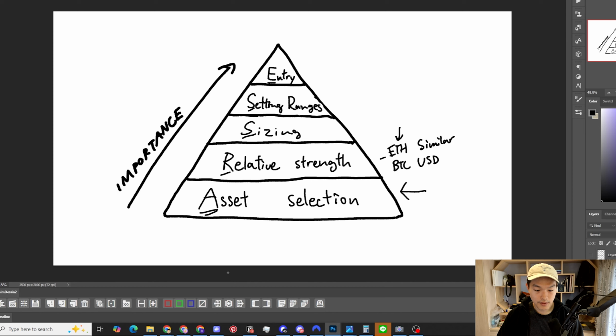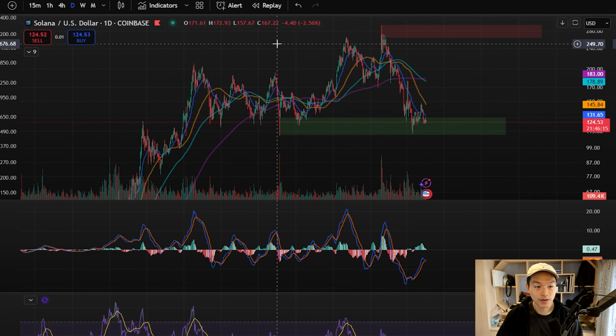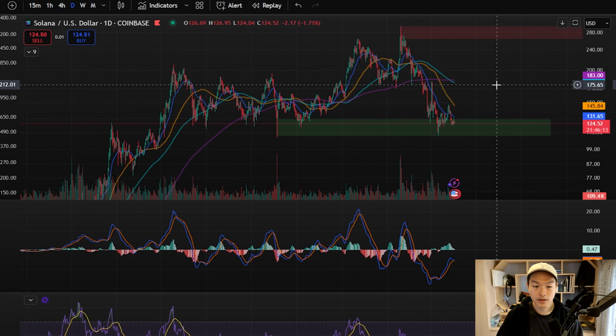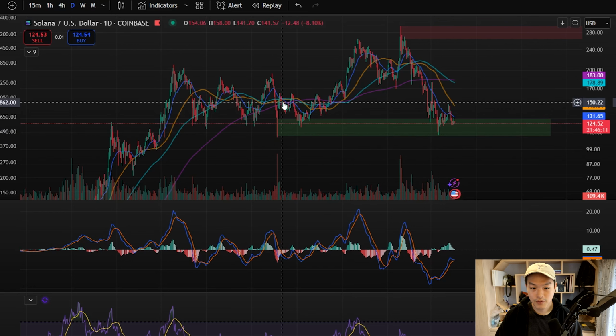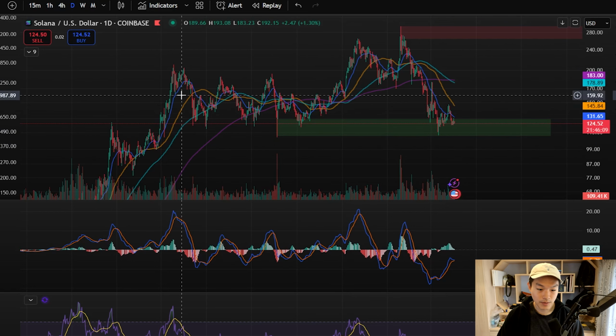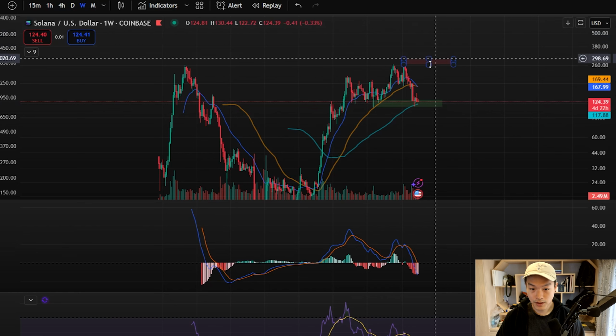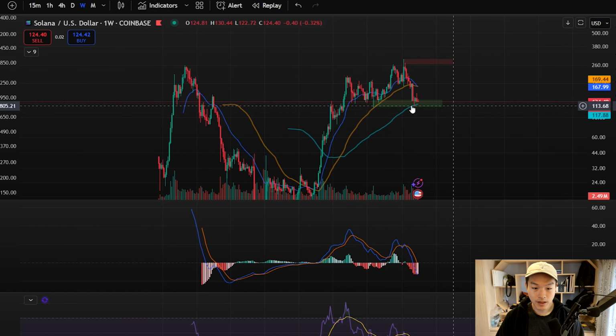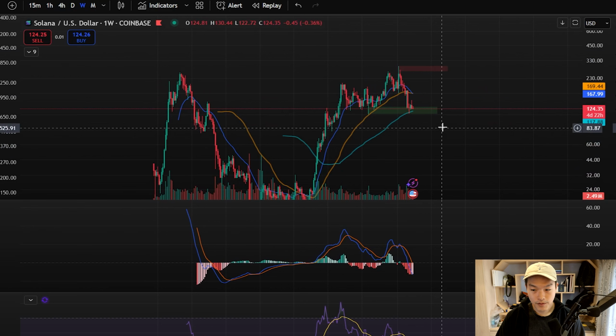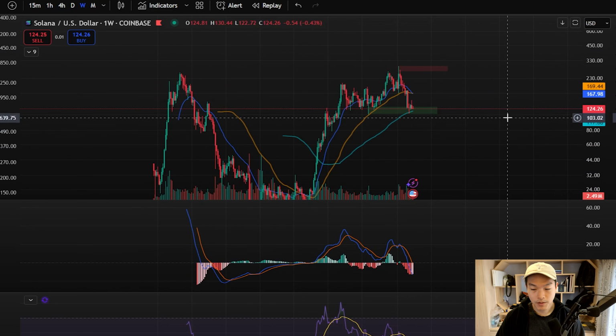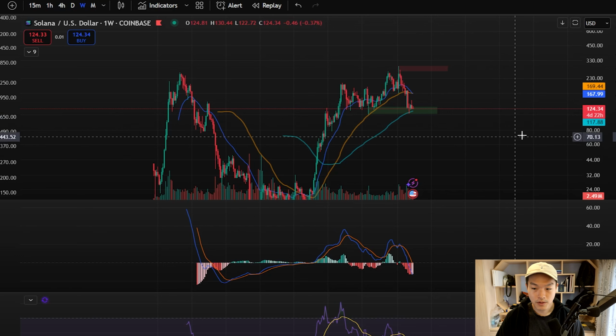The next is relative strength. So here, if I look at SOL to US dollar, you can see SOL is at a relatively cheap price compared to most of last year, right? And if you zoom out to the weekly chart, maybe you could argue that it might drop further, but in US dollar terms, in my opinion, it's not as important as Solana to other crypto terms.